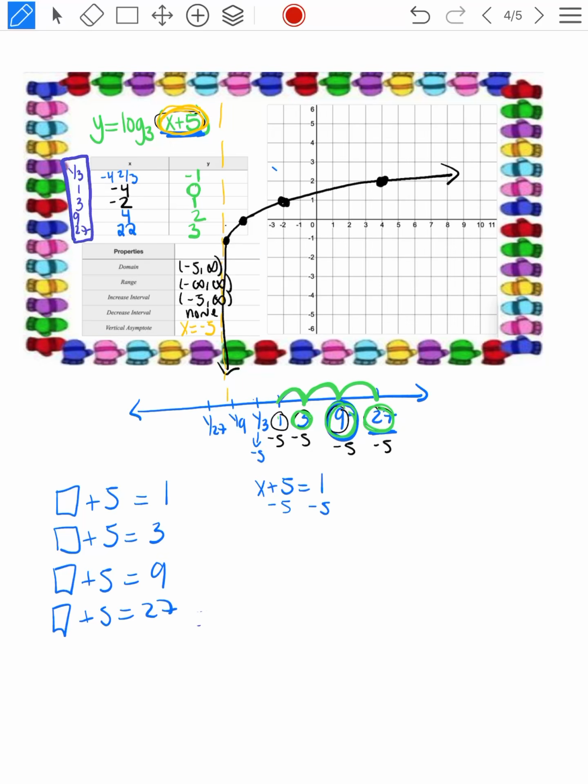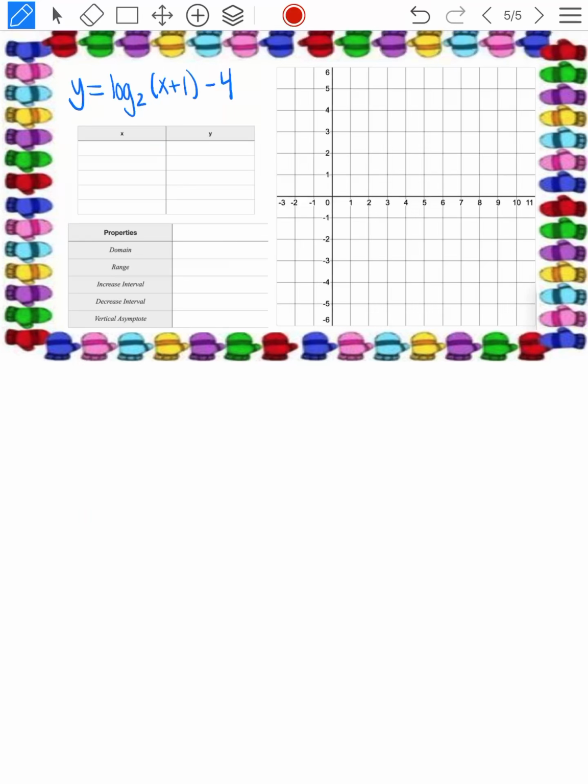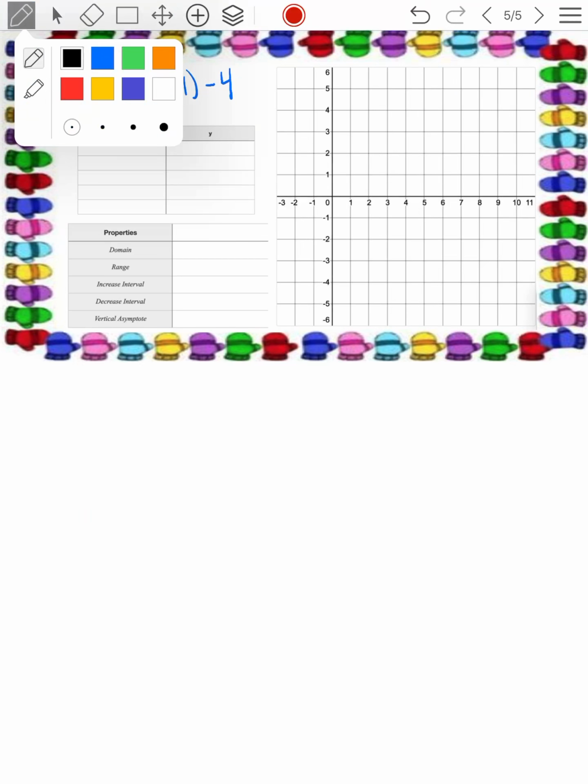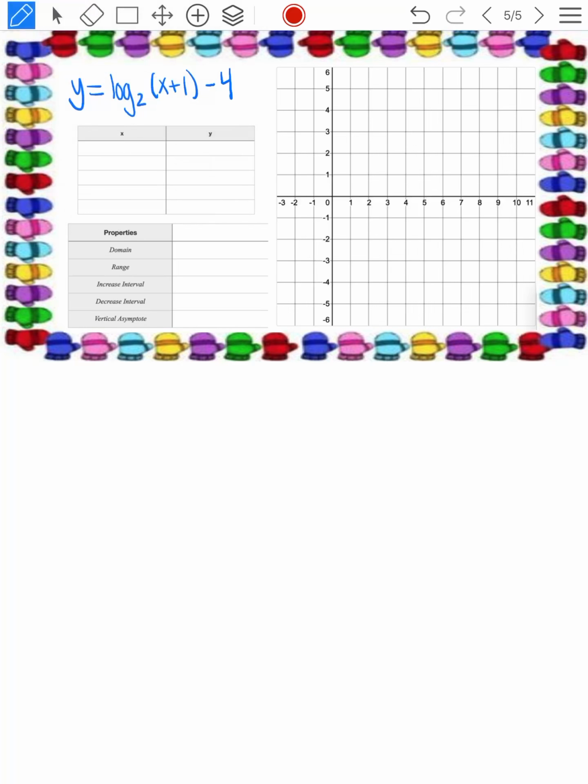Okay, so now we are going to do one final example where we combine both transformations. And let me just make sure I have one that will fit on our graph here. I do. Okay. So we are going to graph y equals log base 2 of (x plus 1) minus 4.